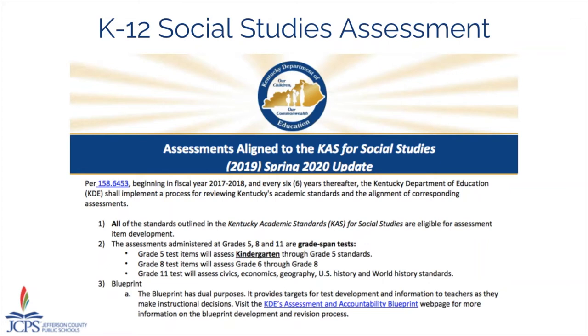The first bullet there talks about how all the standards outlined in the standards will be eligible for assessment. The assessment will be administered in 5, 8, and 11, as we said prior to, and you can see here evidence of making sure that 5, 8, and 11 include those standards that have been grade banded to that point, meaning K through 5, 6 through 8, 9 through 11. Additionally, the blueprint, which we've already gone over, talks about how inquiry will be 50%, and the disciplinary standards will be 50%, represented equally based upon each of those strands.